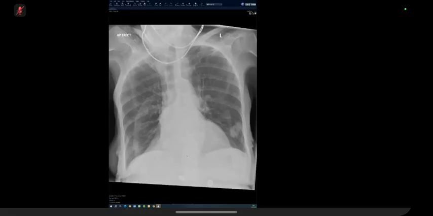Differentials for cavitating nodules would include lung malignancy, some sort of a vasculitis. Okay. So you want to do a CT chest? Any particular kind of CT chest? A CT chest in the arterial phase.